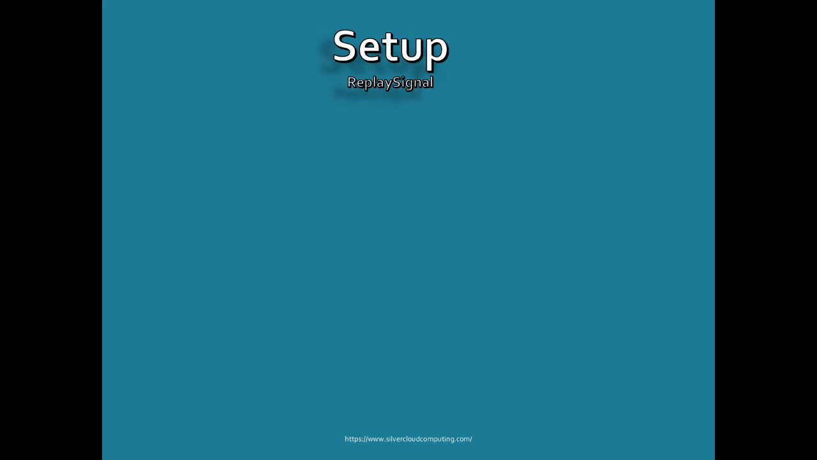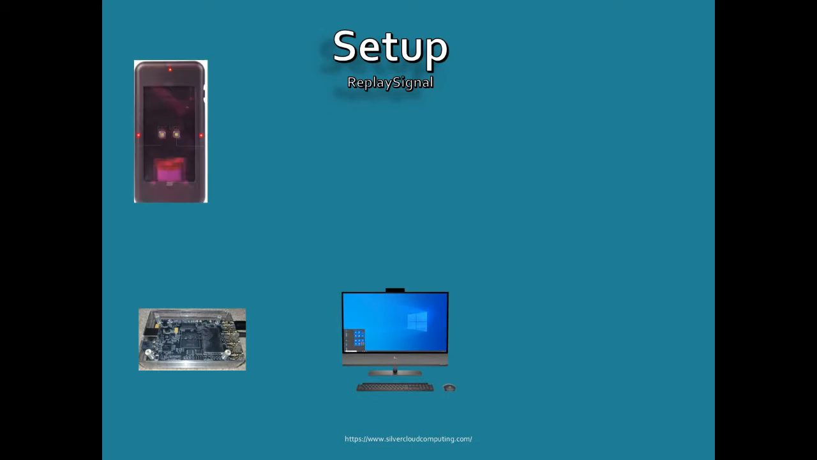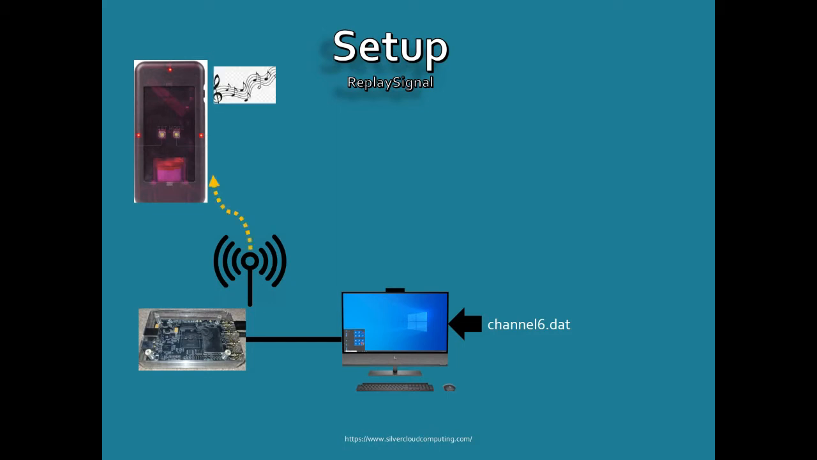And for replay, it's a little bit simpler. I'm going to have my SDR plugged into my computer again. I'm going to have my pager, again, channel number 6. And I'm going to have my channel6.dat file going into my GNU Radio Companion. Then the SDR will transmit that signal, the channel6.dat signal, to the pager. That will cause the pager to ring and vibrate. This is all being done through the SDR now. I don't need the pager base station anymore.